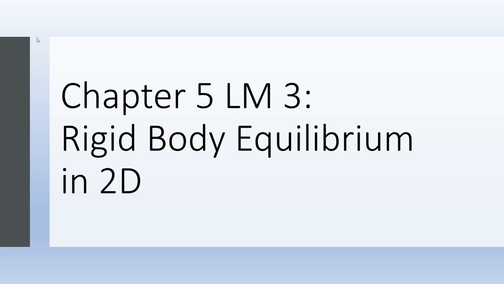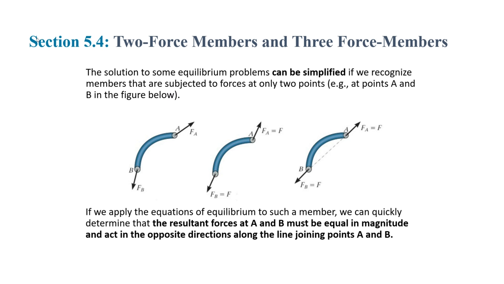So for this learning module, we'll look at how to apply the concepts of rigid body equilibrium in two dimensions. Before we do that, I wanted to introduce the concept of a two-force member. I won't talk about the three-force member, even though it's in the title of this slide, because it's not particularly relevant in two dimensions. So we'll look at an example problem to really drive home what this means. And in addition, it will be relevant when we move on to the analysis of trusses in chapter 6.